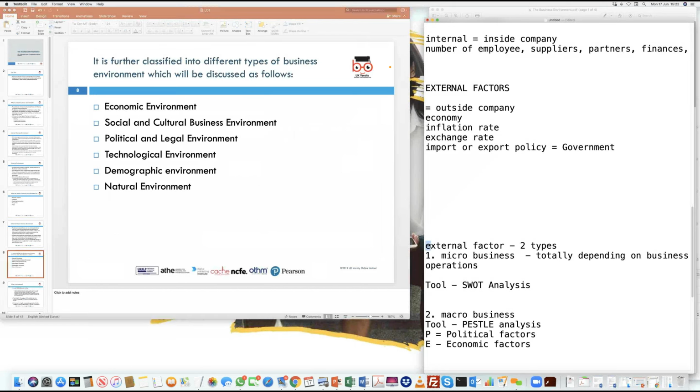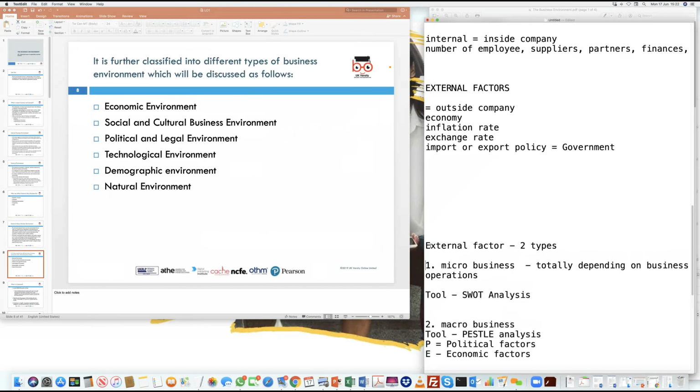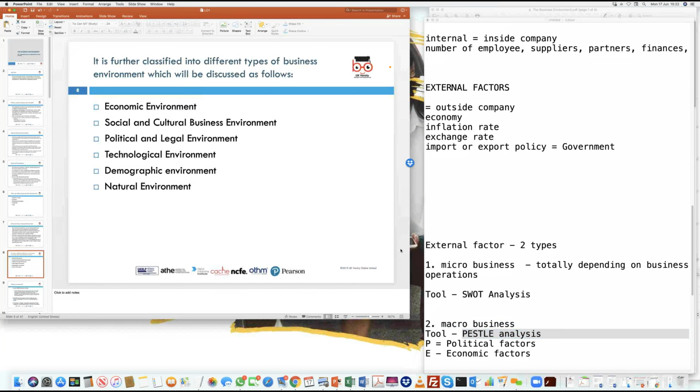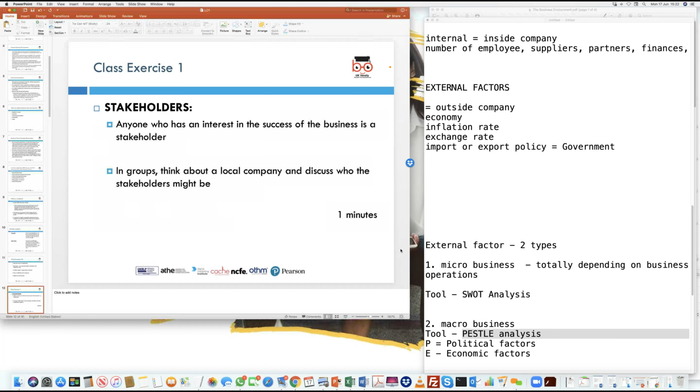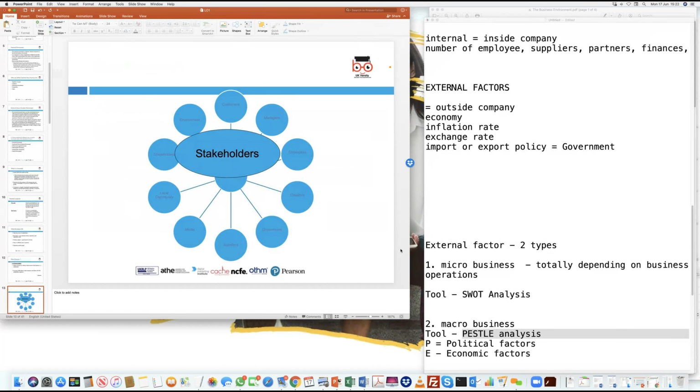So there are lots of different types of external factors which can affect the business. And when you look at external factors, there are two types. One is micro, second is macro. We study the micro factors using a framework called SWOT analysis, and macro business factors we study using the tool called PESTLE analysis. Is that okay? Good. Now let's look at some of the other things.